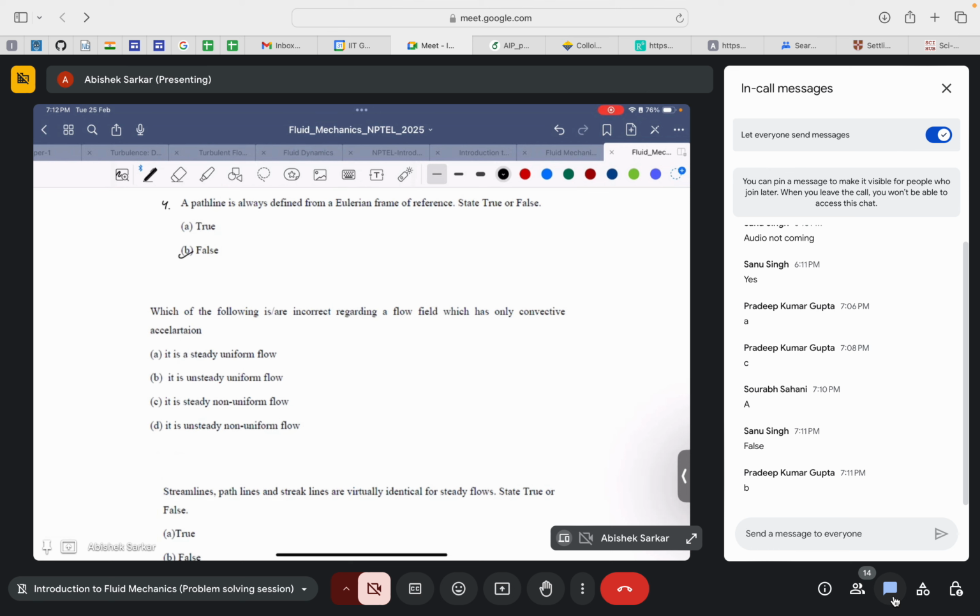Which of the following is or are incorrect regarding a flow field which has only convective acceleration? Convective acceleration is basically the acceleration because of the spatial gradients. The options are: it is a steady uniform flow, it is an unsteady uniform flow, it is a steady non-uniform flow, it is an unsteady non-uniform flow.